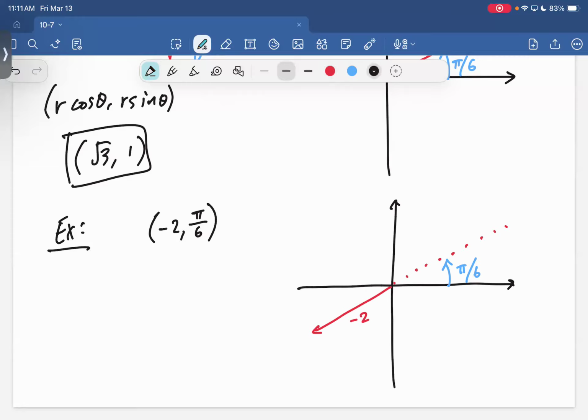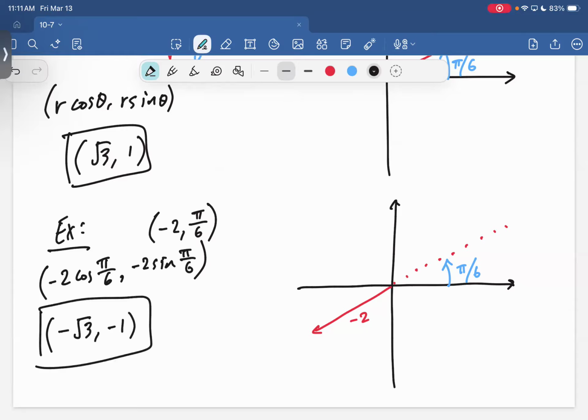And so I can still use the same formula. So the rectangular coordinate is still going to be r cosine theta comma r sine theta. So it's still -2 cosine pi/6 comma -2 sine pi/6. But as you can see, that's going to give me a Cartesian coordinate that's in the opposite quadrant. And so my answer is going to be -√3 comma -1 instead. Okay, so when r is negative, you go in the opposite direction of the positive direction. Any questions?